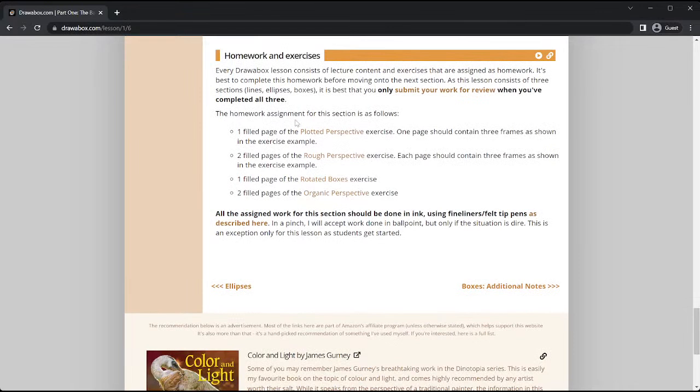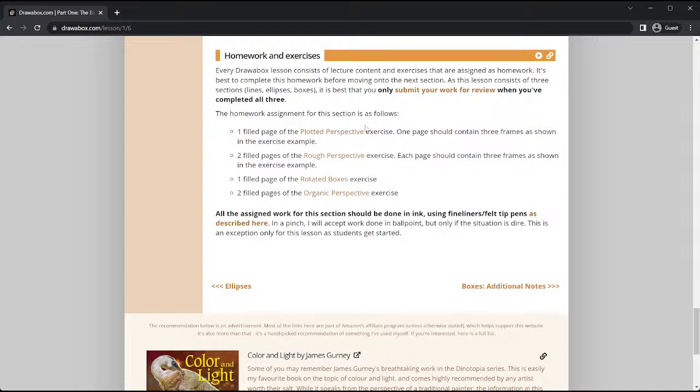Okay. Homework and exercises. Here we go. The good stuff. Every Drawabox lesson consists of lecture content and exercises that are assigned as homework. It's best to complete this homework before moving on to the next section. As this lesson consists of 3 sections, it's best that you only submit your work for review when you've completed all 3. As I understand it, that is not optional for official critique.